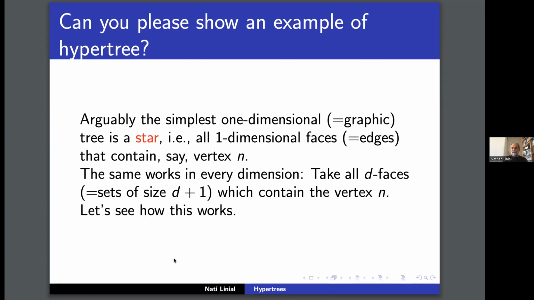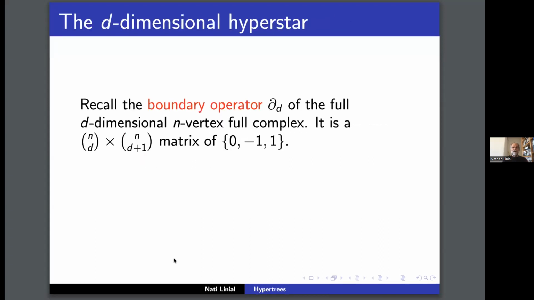Which d-faces are we going to take? A d-face, again, remember, is a set of size d plus 1. It's all the d-faces which contain the vertex n. Okay. So now I want to show you that this is really a hypertree. It meets the definition that we made. So something from topology has snuck in: the boundary operator. That's the name of this matrix, del d. But again, you can just call it del d if you prefer not to think about topology.